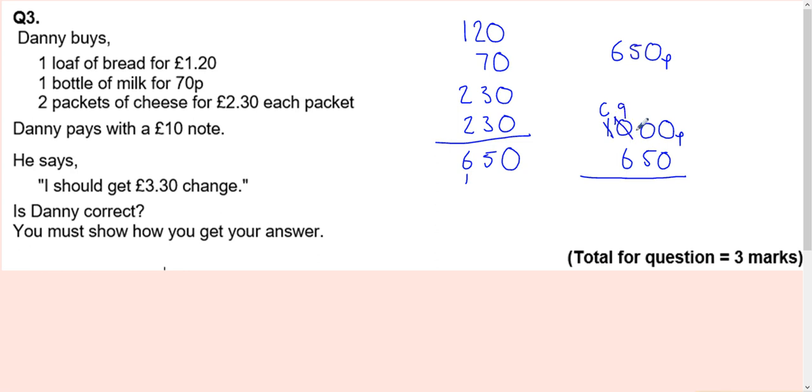10 take away 5 is 5. 9 take away 6 is 3. So Danny should get 350p change. He says he should get £3.30. Danny is not correct. No, he should get 350 pence or £3.50 change.